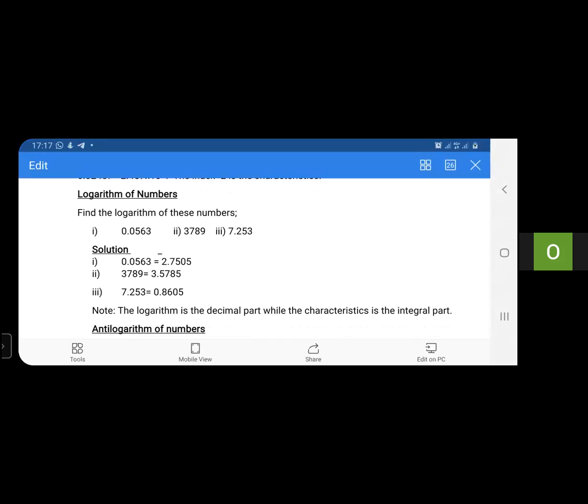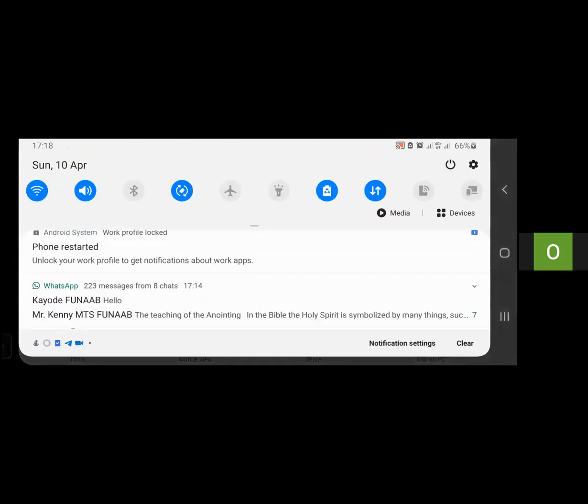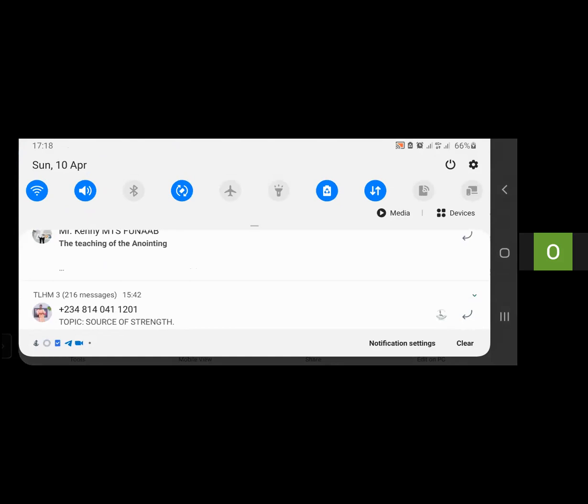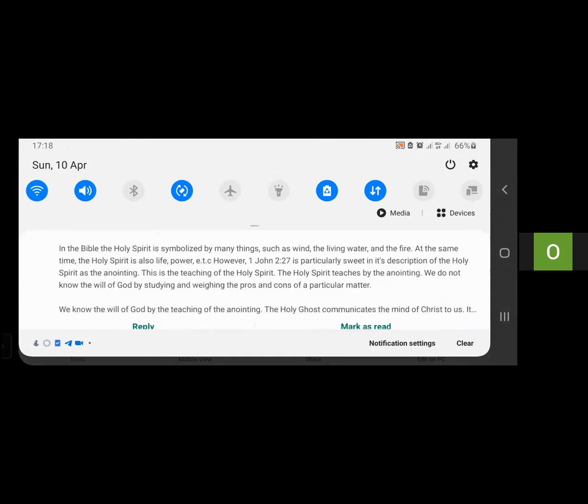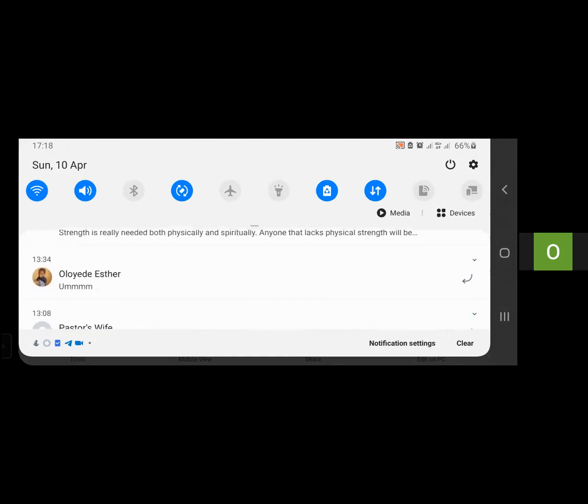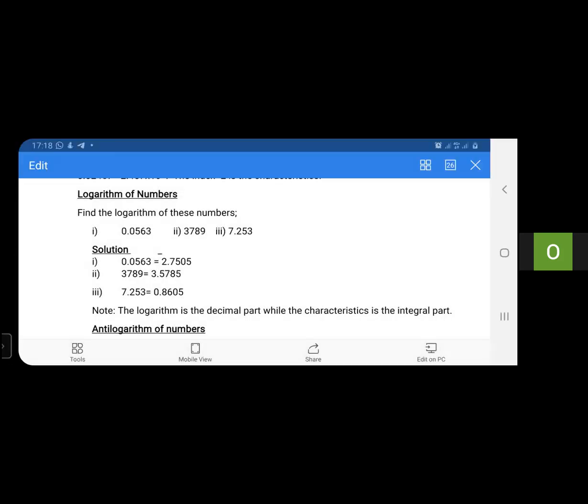Thank you. Okay. So we move to logarithm of numbers now. That is how to find logarithm of numbers. In this topic, I think I told us two classes before this, I don't know if I said it last week, that we will be making use of a 4-figure table. So I don't know if you are with your 4-figure table. Let me get it. Okay, ma. I'm with it. All right. So logarithm of numbers.